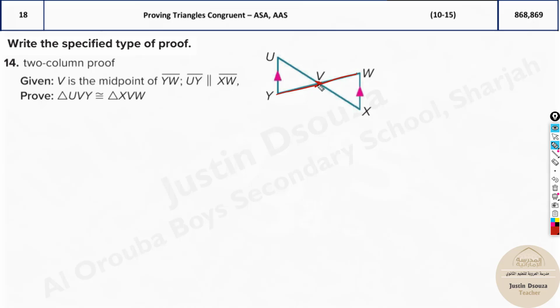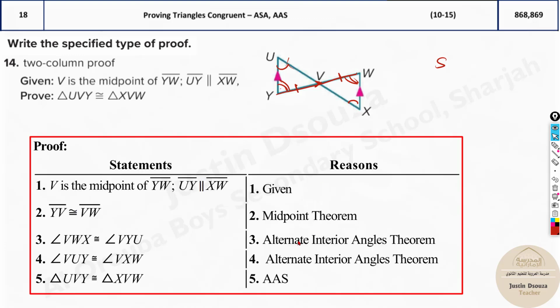Now this is the point. If this is the midpoint V, then these lines are equal to each other. So side is done. We need two more angles. They have told these both are parallel. So what happens is these are alternate angles. They're congruent, and this is also alternate angles. They're congruent. So angle, side. Very simple. You can use the alternate interior angles theorem over here, both the places. And midpoint means it'll cut the line into half, equal halves. So that's why we have the AAS postulate.